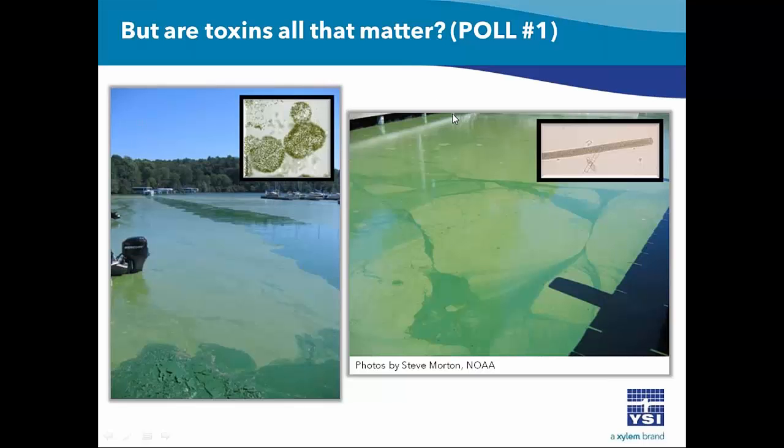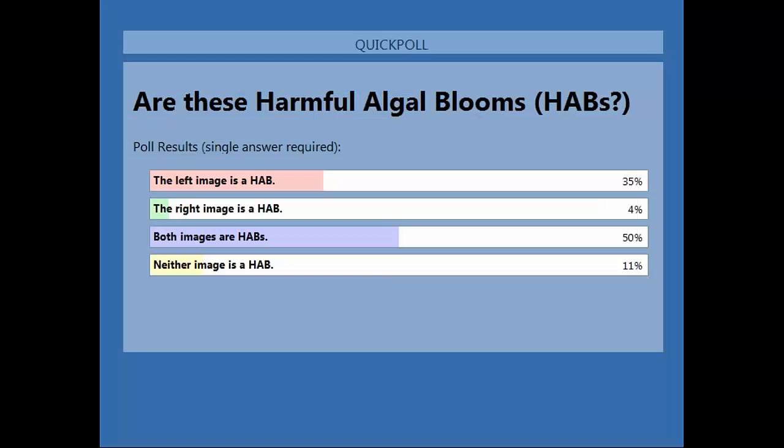All right, closing the poll now. And here are our results. So we have 35% of the audience thinks the left image is a harmful algal bloom because of the toxins, I would imagine. 1 or 2 of the folks in the audience thought the right would be a harmful algal bloom, and half the folks think both are. So Stephanie, what's the answer to that?